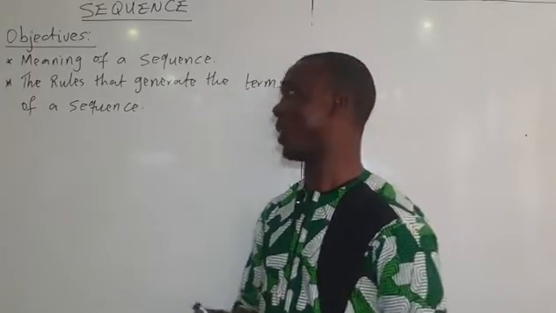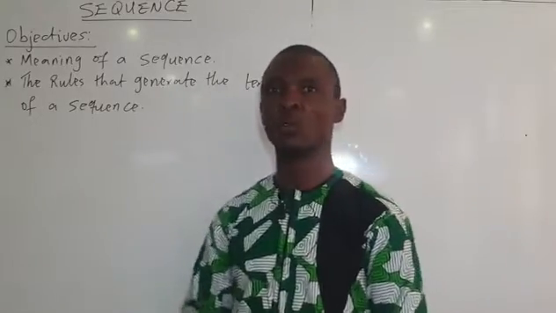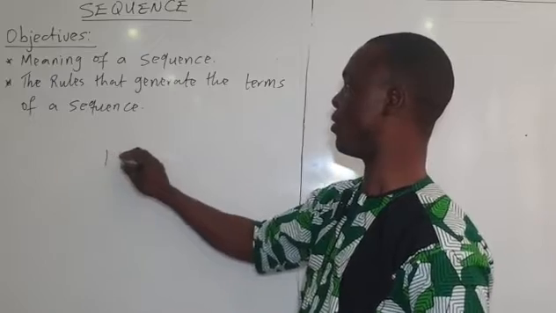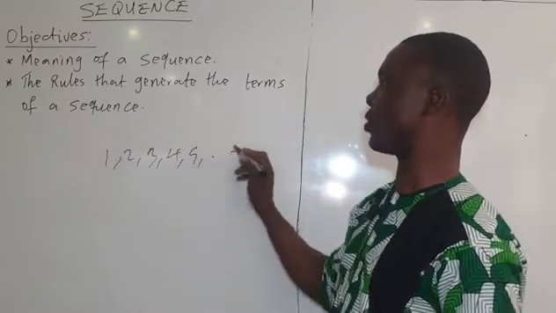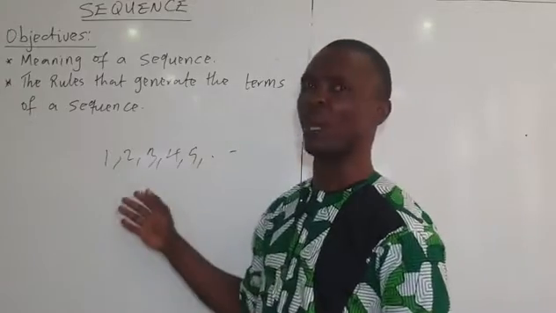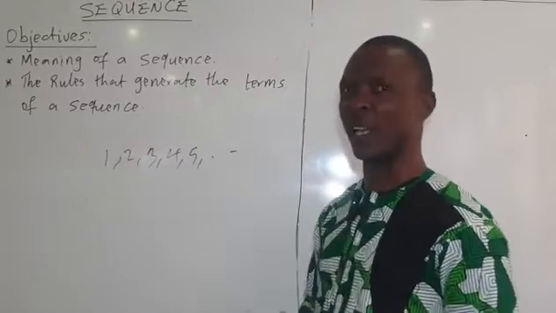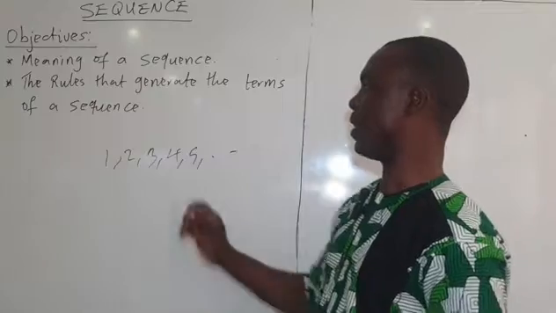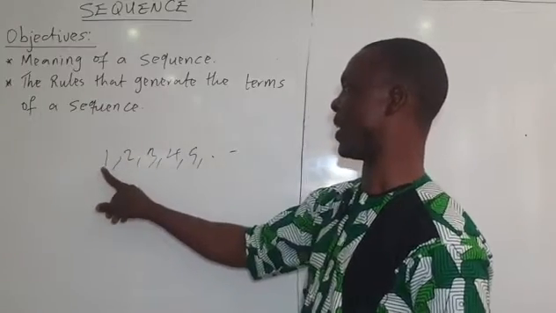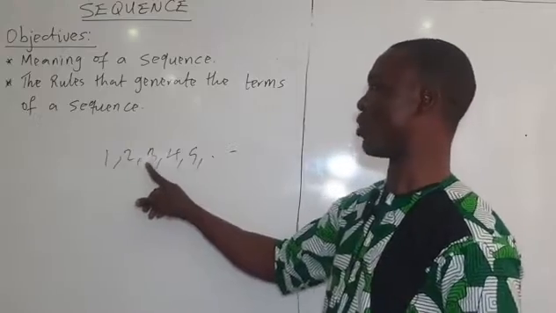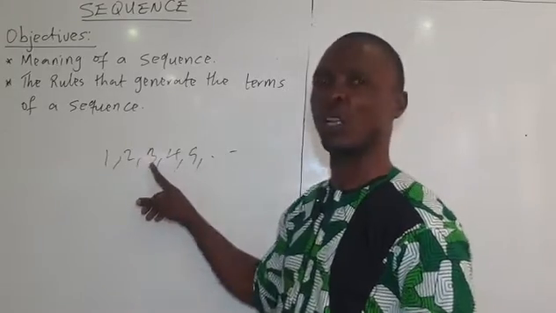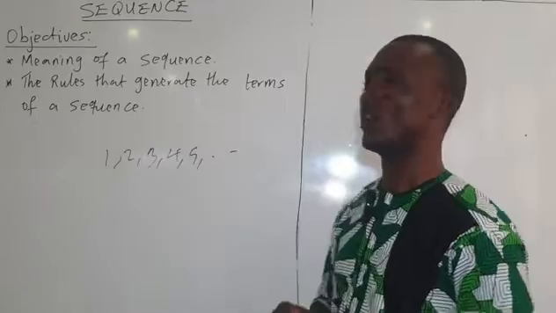In natural numbers, we have 1, 2, 3, 4, 5, and so on. If you look at this set of numbers, it follows a pattern. The pattern is we add 1 to the first number to get the second one, add 1 to the second number to get the third number, add 1 to the third number to get the fourth one, and so on like that.